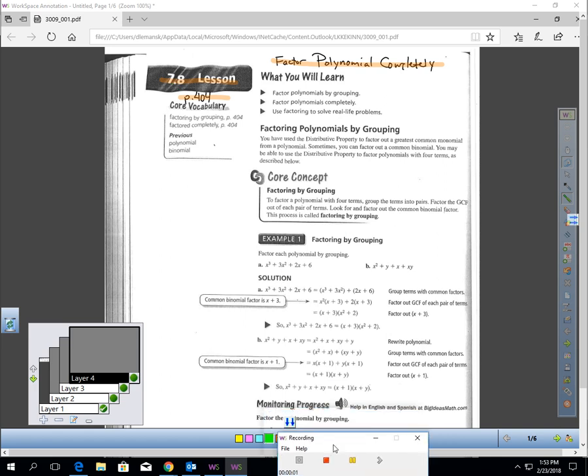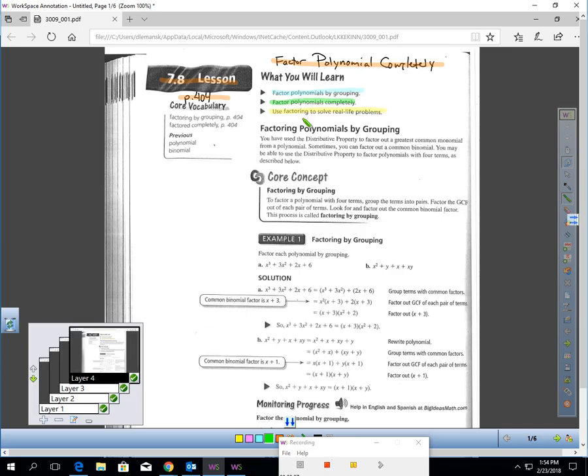Lesson 7.8, factor polynomials completely. You should be on page 404. In this lesson, you're going to learn what it means to factor a polynomial completely. You will also learn how to factor polynomials by a method called grouping, and then you'll use those two techniques to solve real-life problems by factoring.